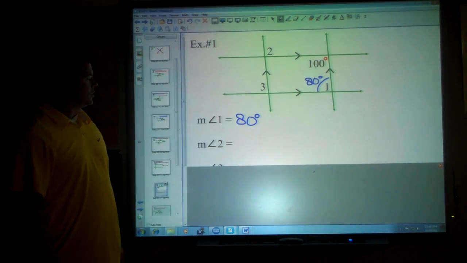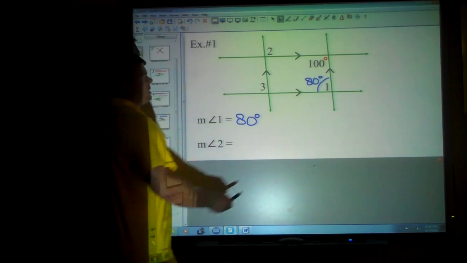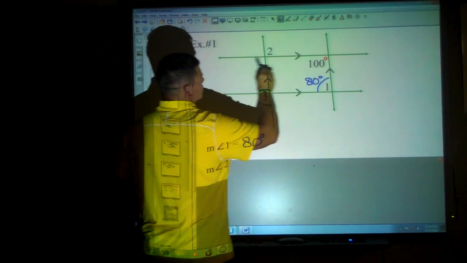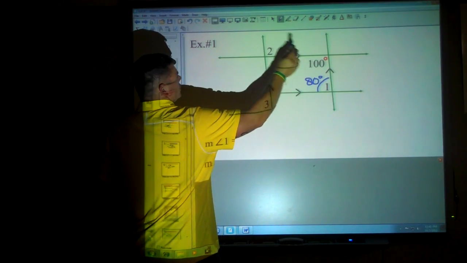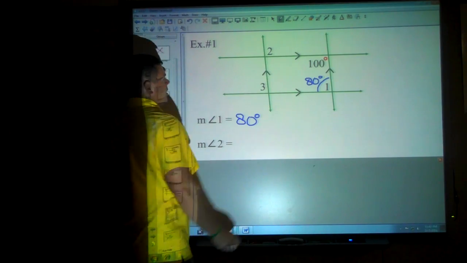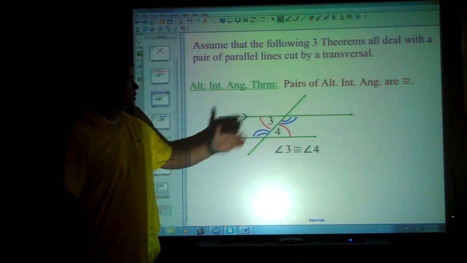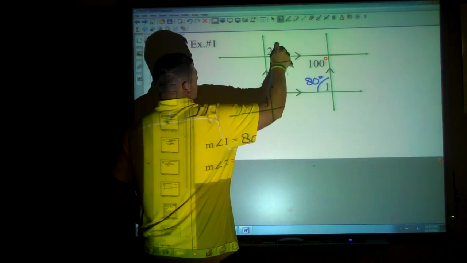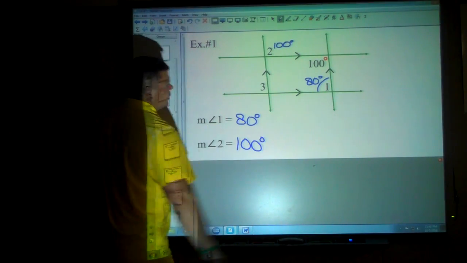I also need to find out what the measure of angle 2 is. Alright, well we can figure out the measure of angle 2. Because this line right here is parallel to this line right here, and that's the transversal, what are these two called? They are called alternate interior angles. And we learned about alternate interior angles back here, and we said that they were always congruent to each other. Alternate interior angles are congruent. That means if that's 100, up here is 100. So we just found that's 100 degrees.